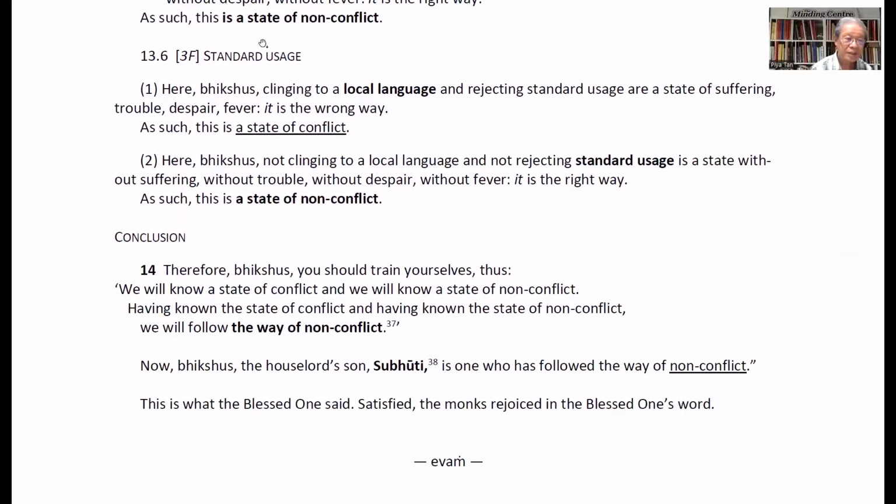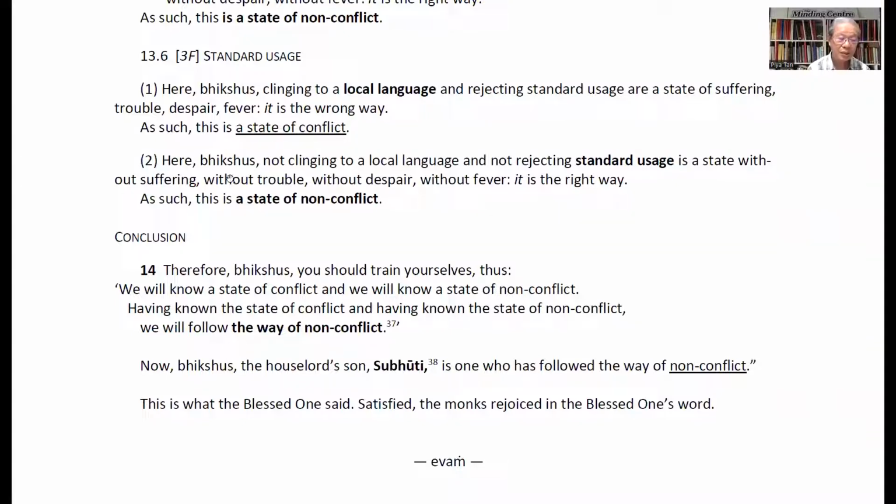13.6 about language. Here, bhikshus, clinging to local language and rejecting standard usage are a state of suffering, trouble, despair, fever. It is the wrong way. As such, this is a state of conflict. Don't get caught up only with one dialect.